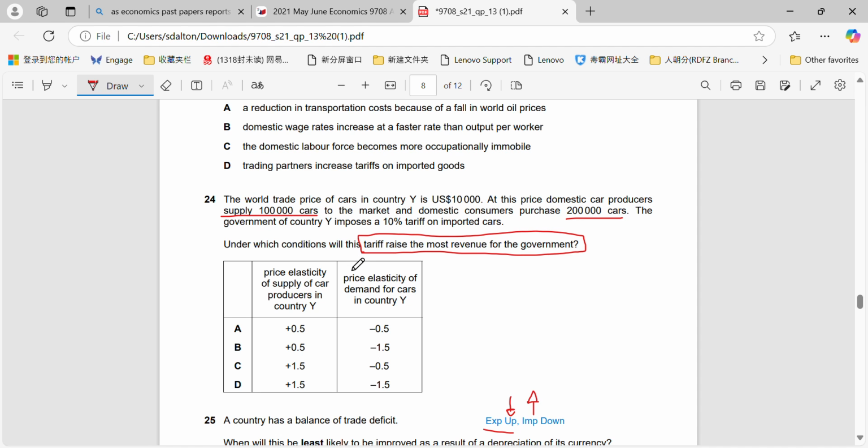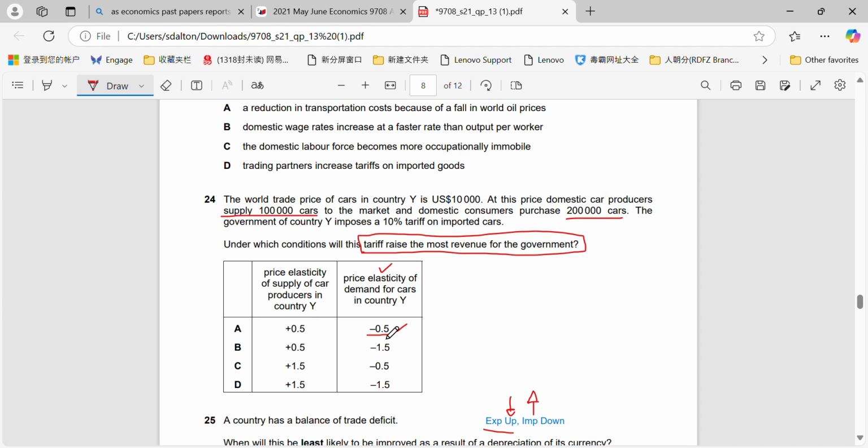So what we want is, because the tariff will increase the price on the imported cars, we are going to want the PED for demand for cars in the country to be inelastic, because we don't want the higher price to affect their ability to pay. In other words, we still want the imports to be price competitive, or to be competitive against domestic producers. The more inelastic the value is, the more competitive they will be.